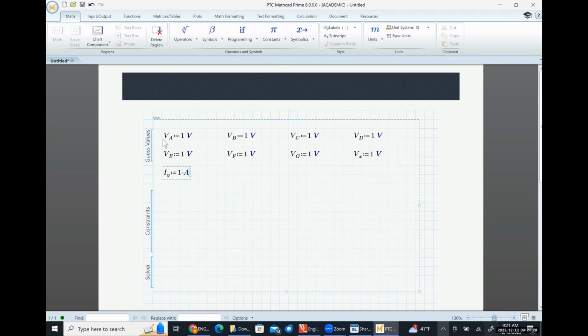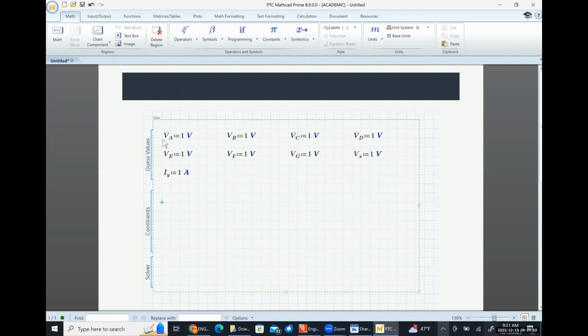So just to be clear, when we're typing in our guess values, we're using shift colon. There are 3 different equal signs that you're going to see. That's the shift colon equal sign. Okay. So we have declared all 9 of our variables. Now we're going to come down to the constraints section. And this is where we're going to put in the equations that we came up with.